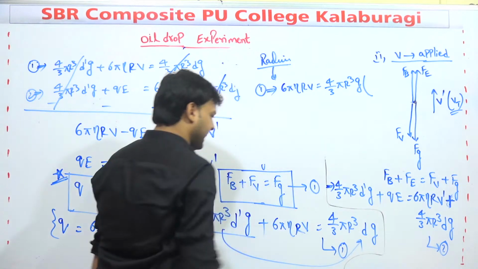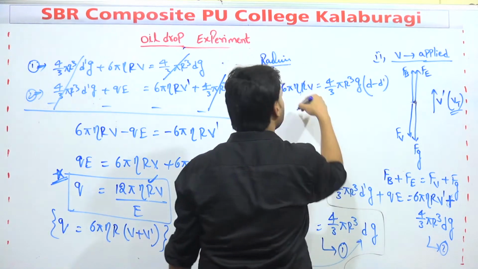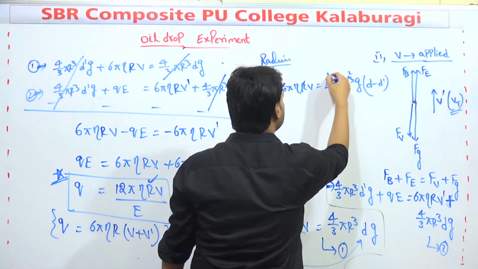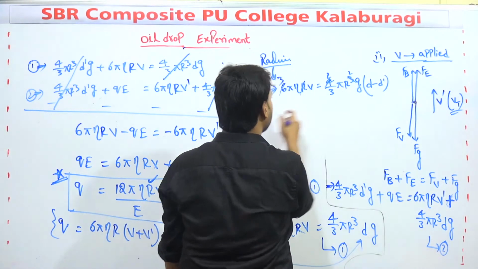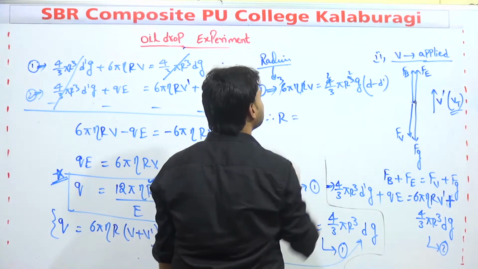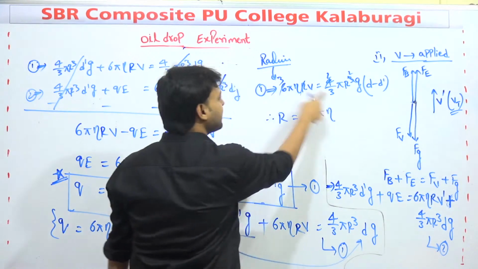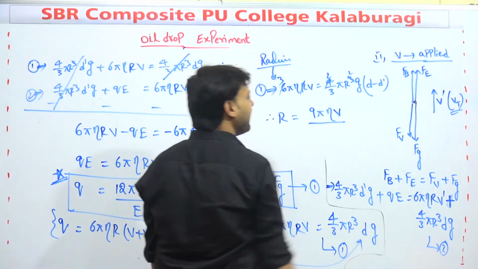So what can I write? D minus D dash. After cancellation, one R will be cancelled. Now the square will be there. So 2 2s, 2 3s, so it will be 9 by 2, right? So we can calculate R. Therefore, R equals 9 pi eta. Yes or no? So the 3 came to this side, so 9 pi eta V divided by... clear about the point?